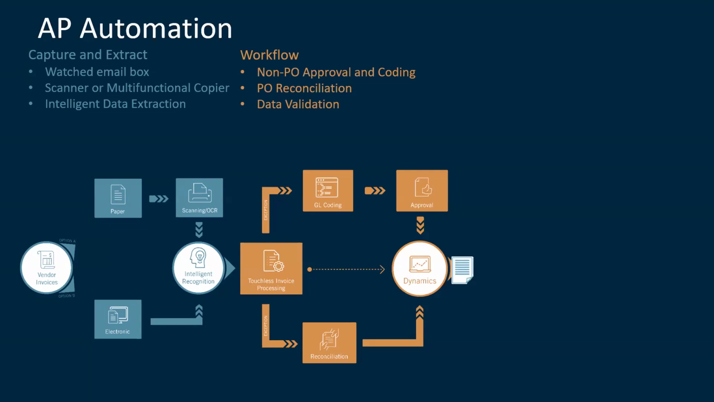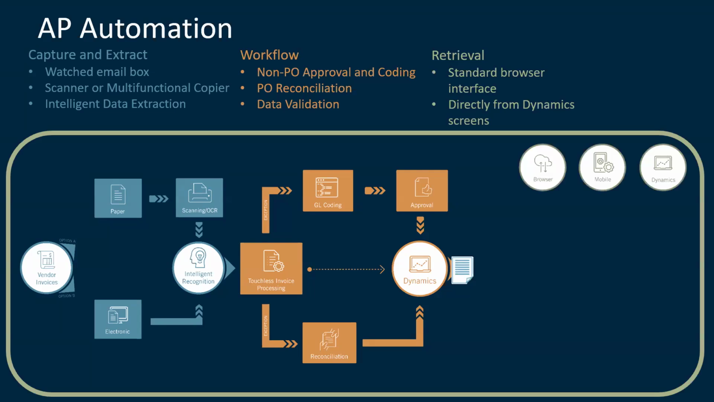But the way we try to automate it is we can apply default coding from the vendor card or vendor record, and you can change it, add to it, do whatever, or accept it. Route it for approvals as required, and then once it's been fully coded and approved, you can then push that transaction over to Dynamics. We are browser-based.